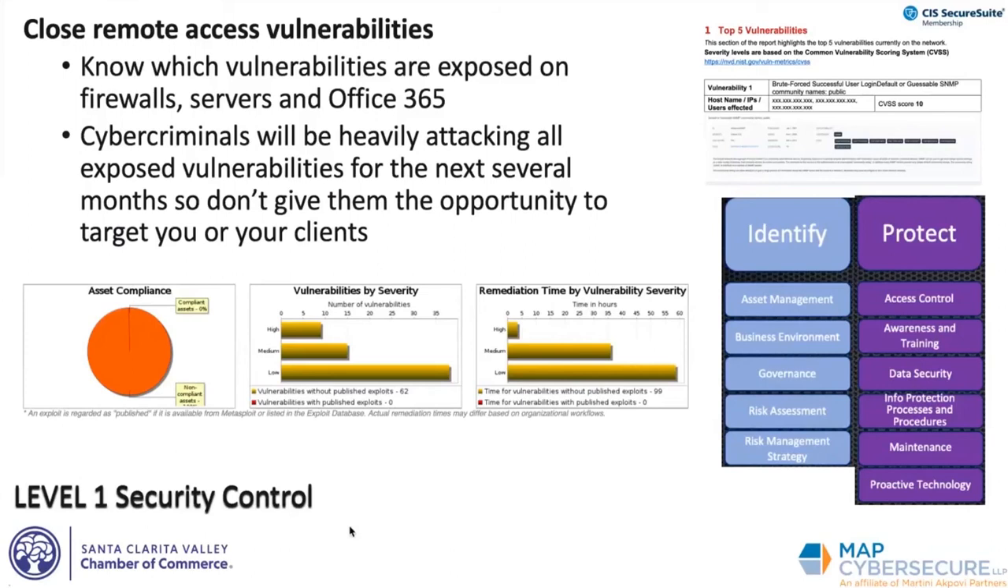Right. And again, this is another trust but verify. You might want to ask your IT to show you a report showing you all the external vulnerabilities on your firewalls, your servers, your Office 365, et cetera, versus asking a question like, are we secure? And the answer is yes. I would want to say, please show me how secure. Make it an essay question, not a yes or no question.